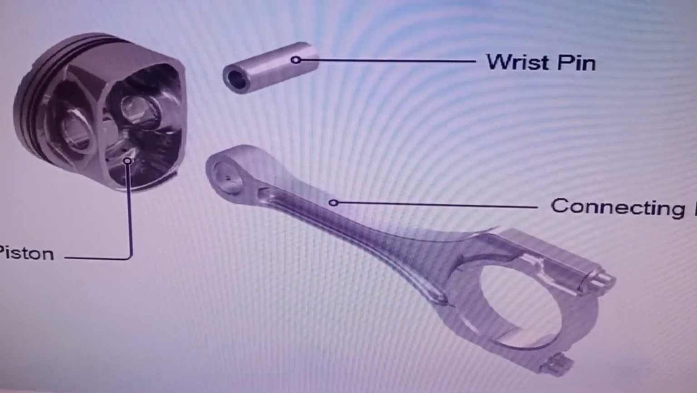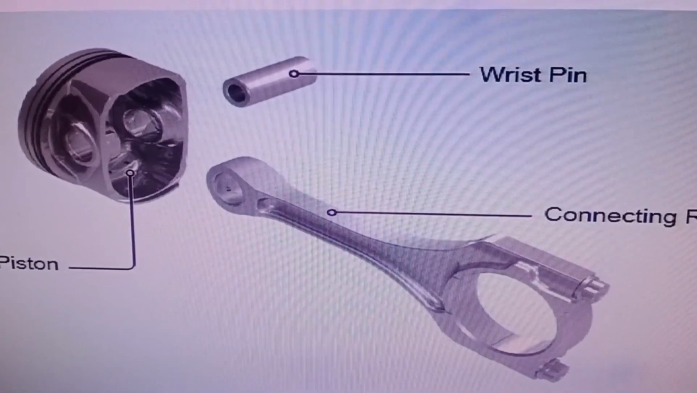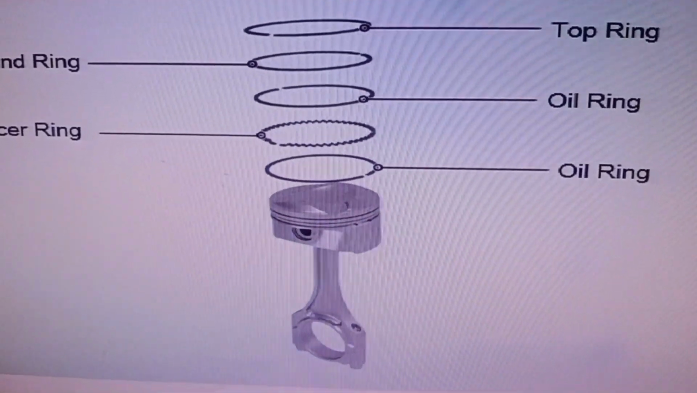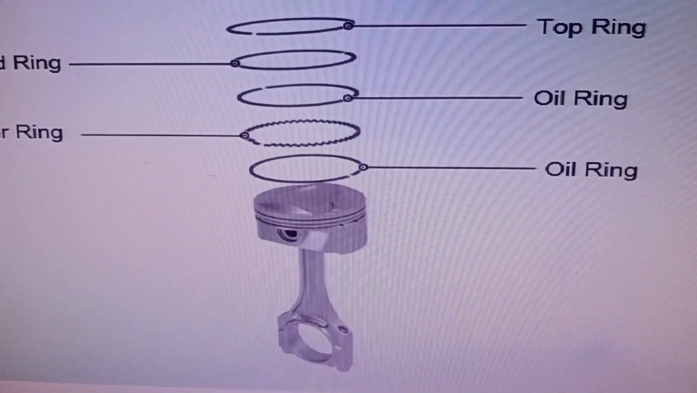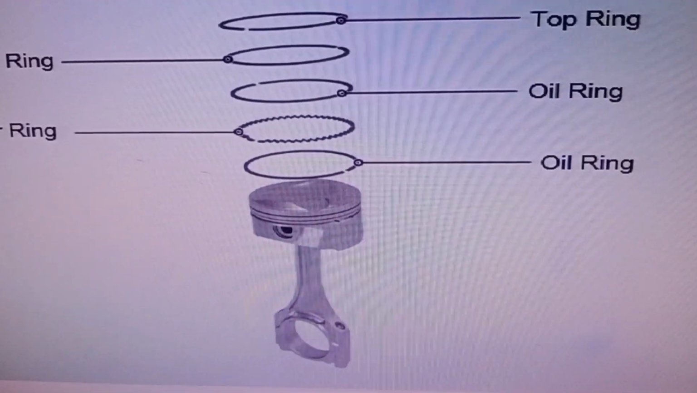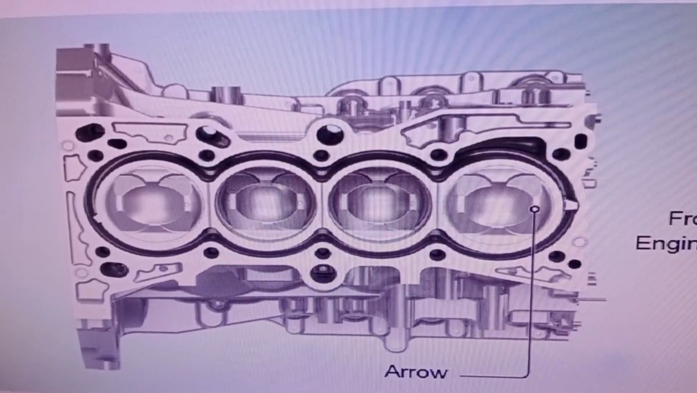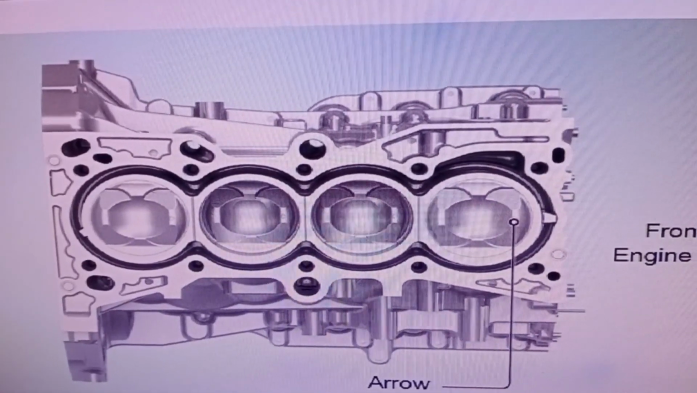The connecting rod is connected to the piston by a wrist pin. With the piston and connecting rod assembled, we can now install the piston rings. The piston rings form the seal between the piston and cylinder wall. We are now ready to install the piston into the engine block.